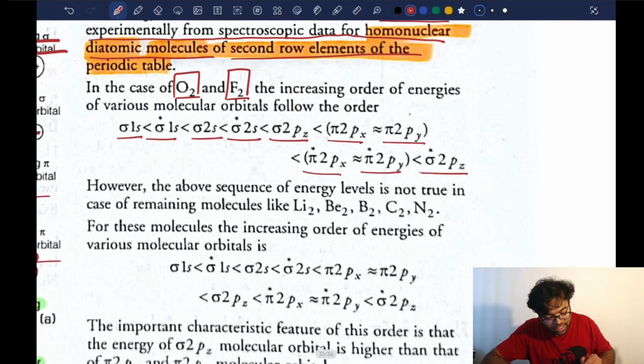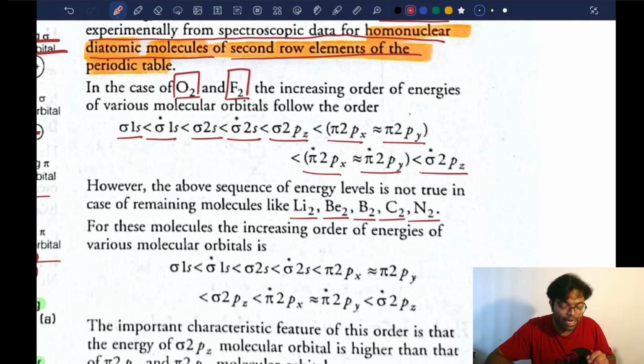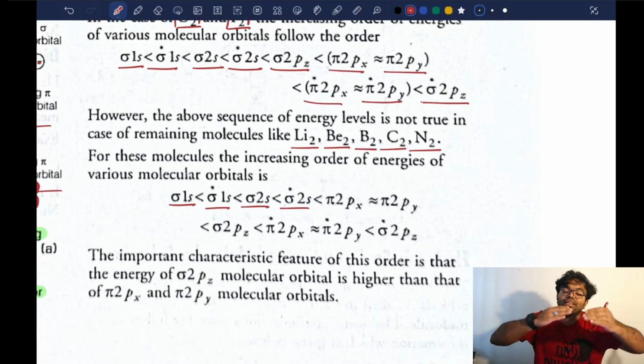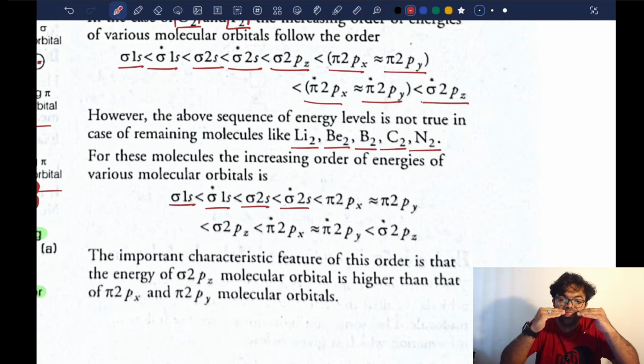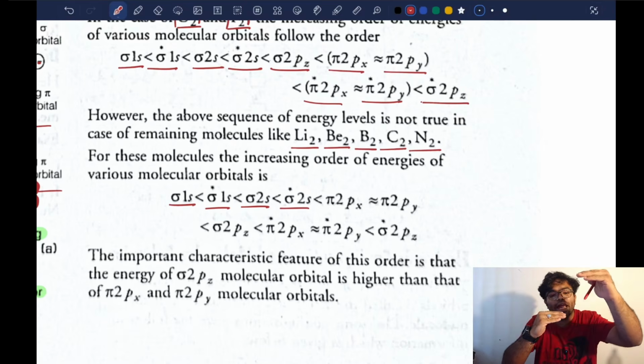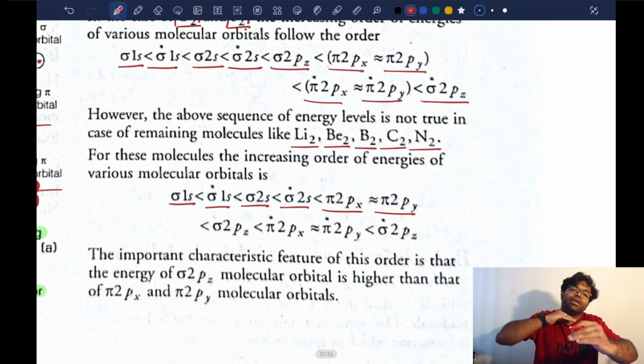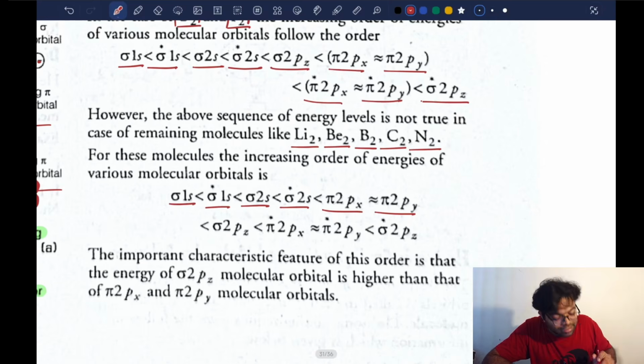Whereas in the case of others like Li2, Be2, B2, C2, N2, which are also diatomic molecules, the above sequence of energy levels is not true. What does their arrangement look like? Sigma 1s, sigma star 1s is the same. Sigma 2s, sigma star 2s is the same. But instead of the sigma 2pz being lower than the pi, it shifts. So you get pi 2px, pi 2py first, and then sigma 2pz. Then you have the pi star 2px, pi star 2py, and then the sigma star 2pz.